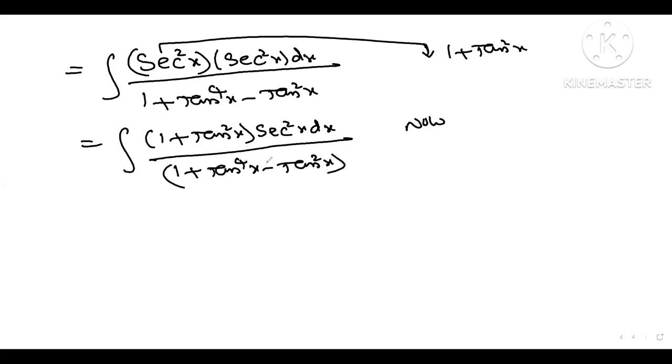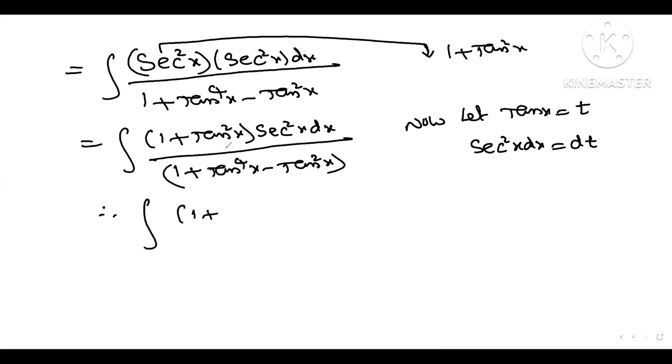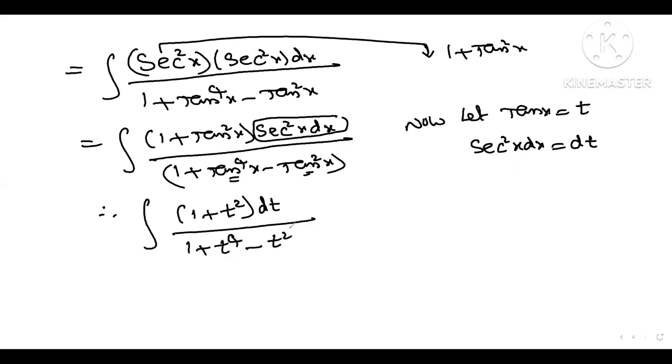Now let us take tan x is equal to t. Then, differentiating on both sides, the differentiation of tan x gives secant square x dx is equal to dt. Therefore, integral 1 plus, in the place of tan x, we should write t square. Secant square x dx, we have got dt by 1 plus t to the power 4. In the place of tan x, we should write t square here.